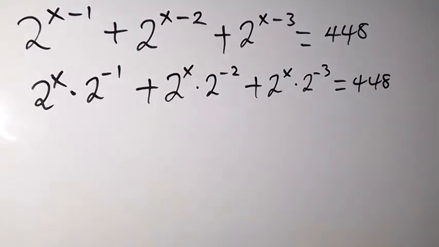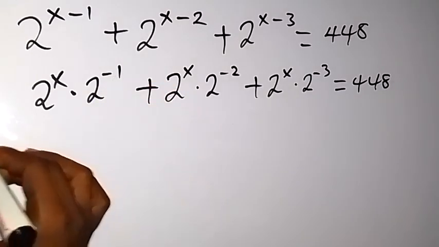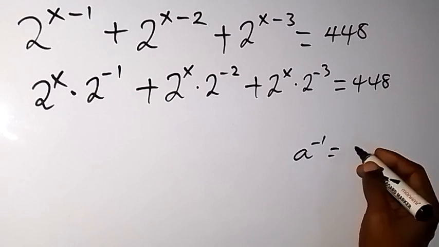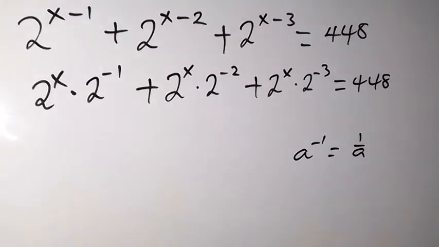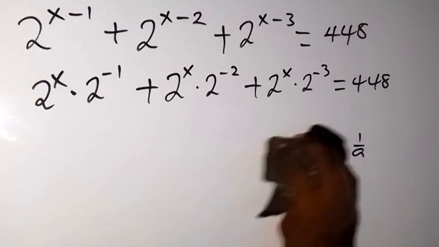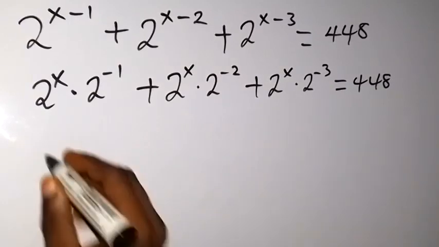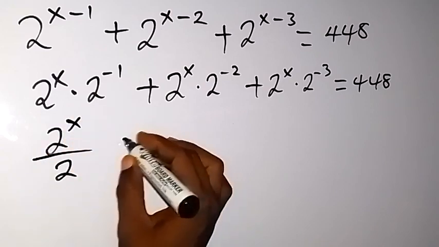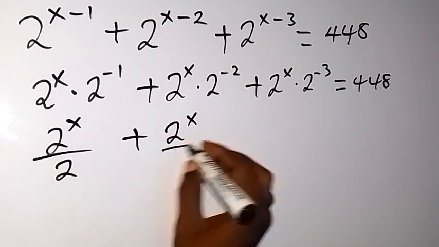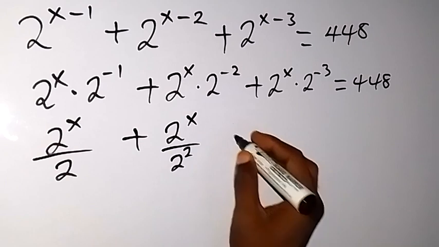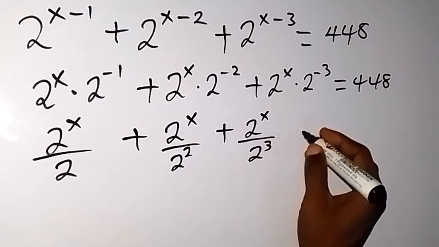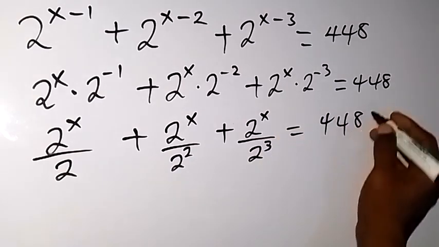Then also we can rewrite here as, because we have a negative power here, don't forget that when we have something of the form a raised to power minus 1, we can write it as 1 over a. So therefore we can write this one also as that form. So we can now have 2 raised to power x divided by 2 now, then plus 2 raised to power x divided by 2 raised to power 2, also plus 2 raised to power x divided by 2 raised to power 3, which is equals to 448.